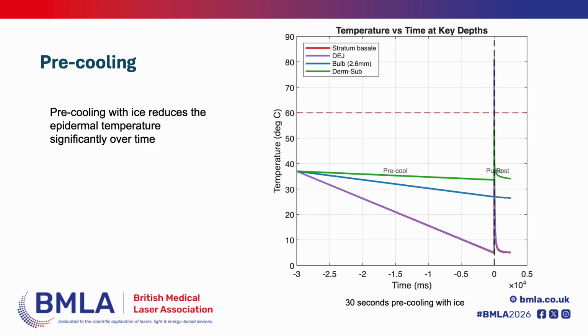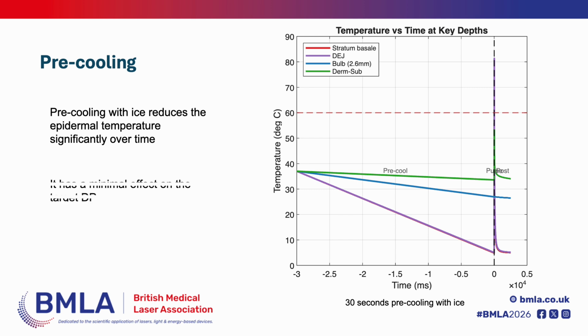So if we look at the cooling, I did a little calculation here. We can see that if you apply ice packs to the skin surface for 30 seconds, then the dermal epidermal junction, which is the purple line here, the temperature of that will drop from about 37 degrees to around 4 to 5 degrees after 30 seconds. Whereas the bulb, if you've got a relatively superficial bulb at 2.6 millimeters, it only drops to about 27, 28 degrees, while the dermal subcutaneous boundary only drops a few degrees.